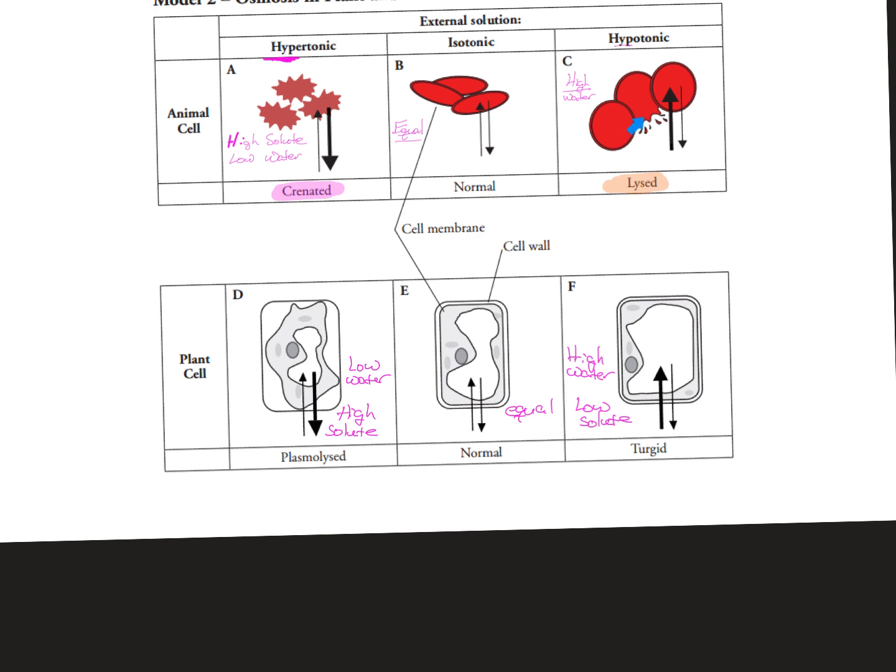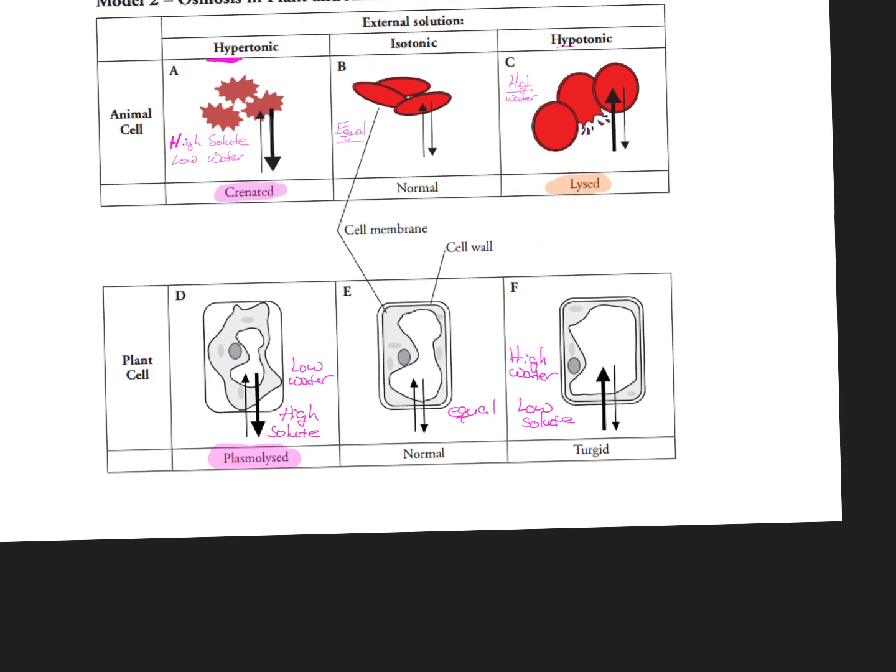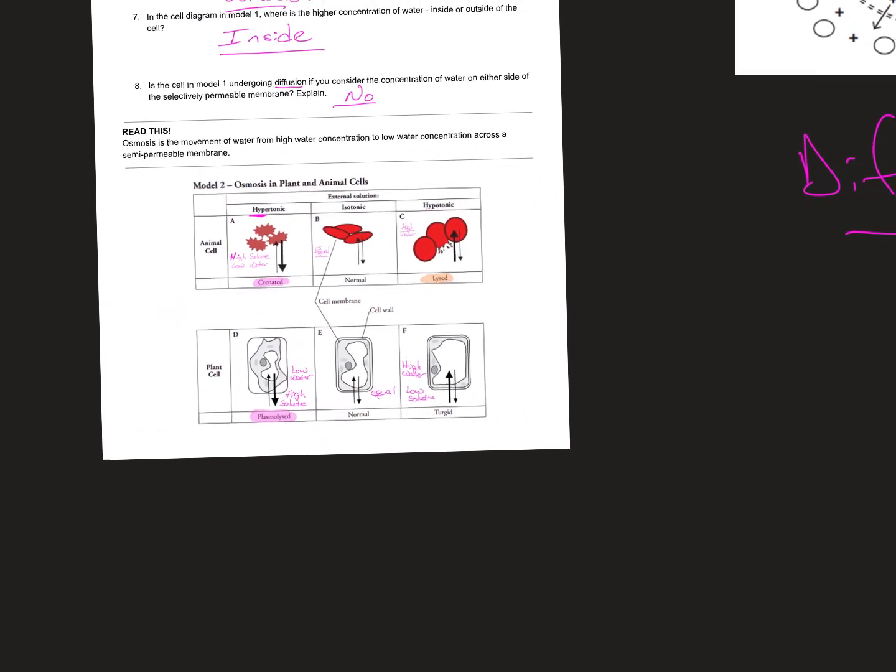Poor animal cells like you and I, our cells don't have a cell wall, so when they get overfilled, they burst. These plants get overfilled, but they don't burst because they have a cell wall that keeps them all together. We call that turgid. This is normal, and this is plasmolyzed. Plasmolyzed is when the cell shrinks up and dies. So plasmolyzed is the same as crenated, and of course, plant cells don't lyse the way animal cells do. So those are kind of the three conditions.